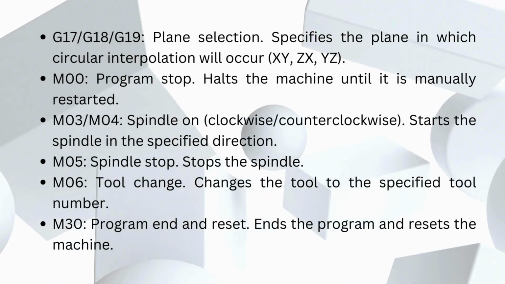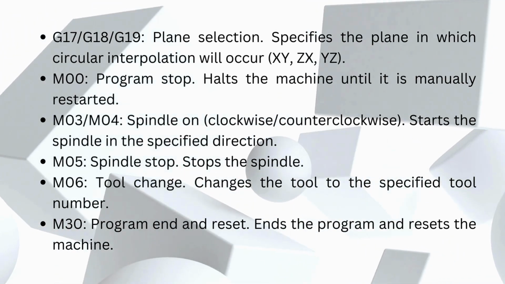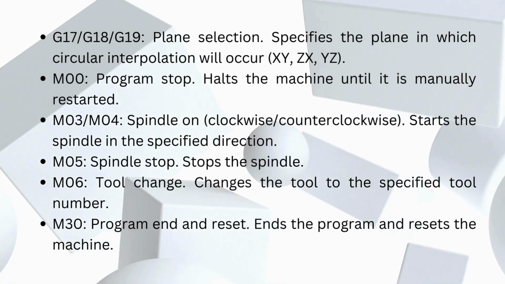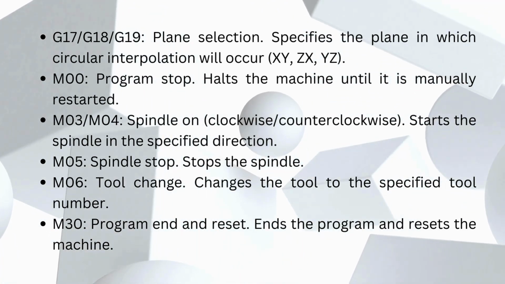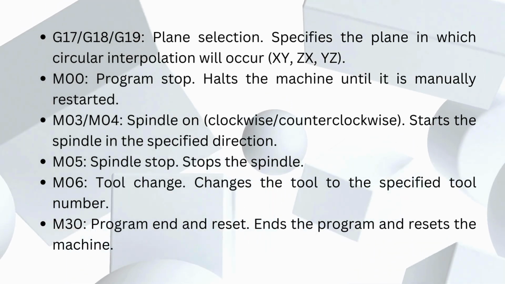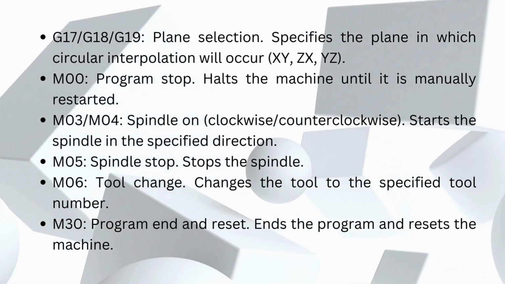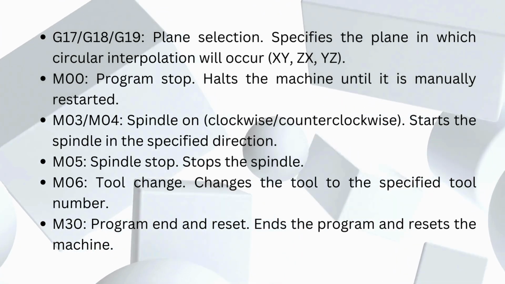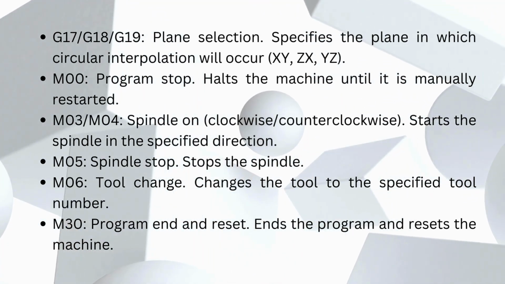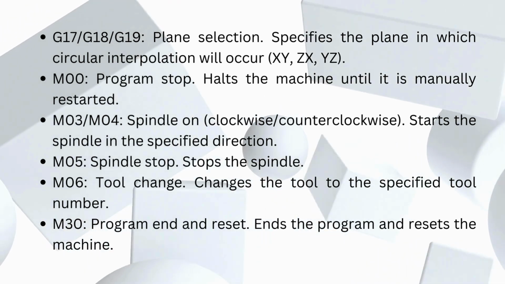G17/G18/G19, plane selection, specifies the plane in which circular interpolation will occur, XY, XZ, YZ. M00, program stop, halts the machine until it is manually restarted.